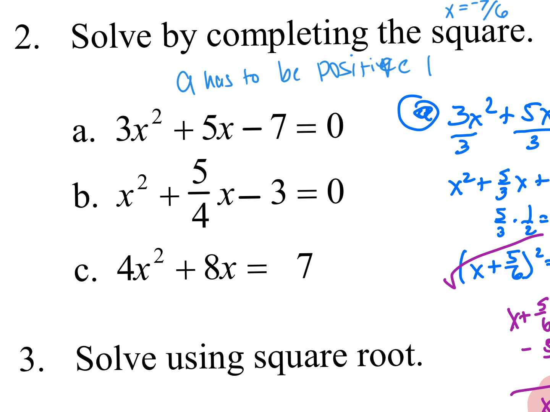Guys, remember, if I have a -7 and I move it to the other side of the equal sign, my -7 becomes what? If I move -7 from one side of the equal sign to the other, it becomes positive. Stuff like that you've got to remember.